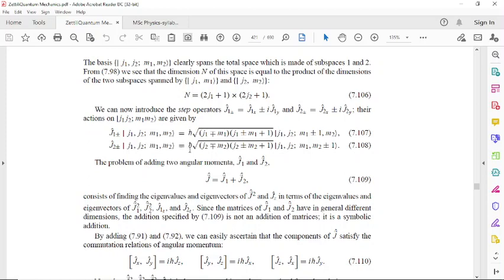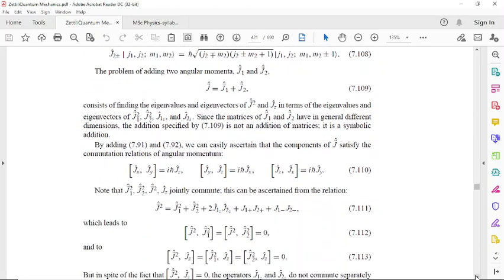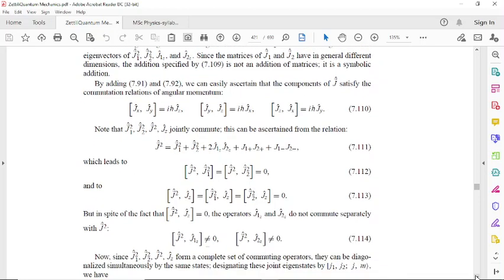Now we are considering the problem of adding two angular momenta J1 and J2. So the total angular momentum J is equal to J1 plus J2. Then we have the commutation relations: [Jx, Jy] = iħJz, [Jy, Jz] = iħJx, [Jz, Jx] = iħJy.